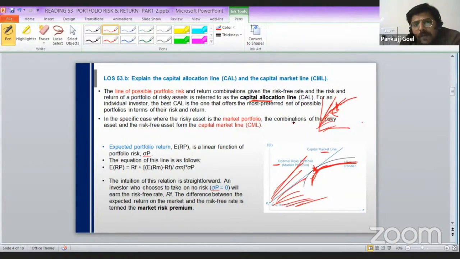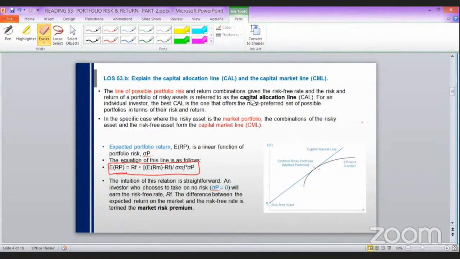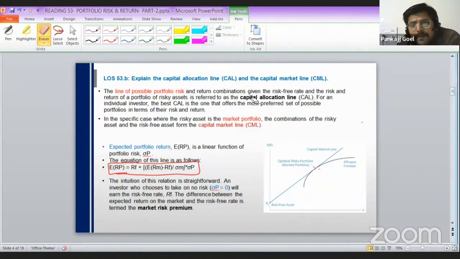So how can we calculate the portfolio return? This equation you have to learn. The capital market line diagram and all is the same as the capital allocation line. There is no difference between them; the only difference is that when we talk about the capital allocation line, we are combining a portfolio of risky assets.